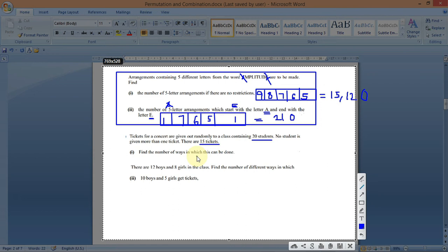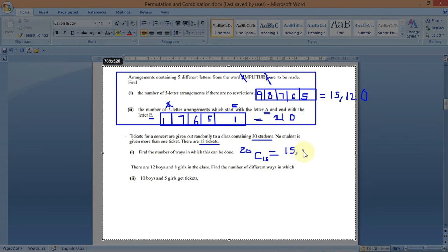Don't forget that I have 20 students altogether and 15 tickets to be given out. So that is combination, right? So that will be 20 combination 15. Okay, so that will be the answer. I will use my calculator for that. 20 combination 15 equals, wow, 15,504. That's interesting.